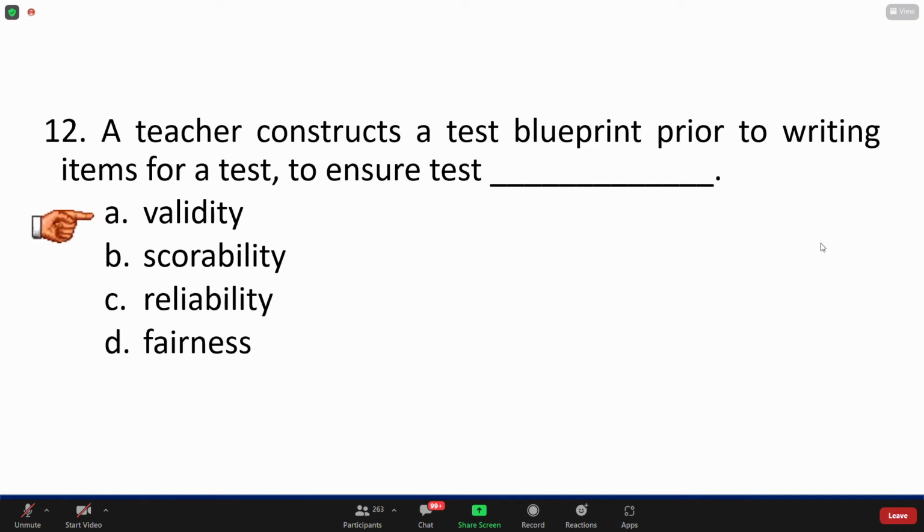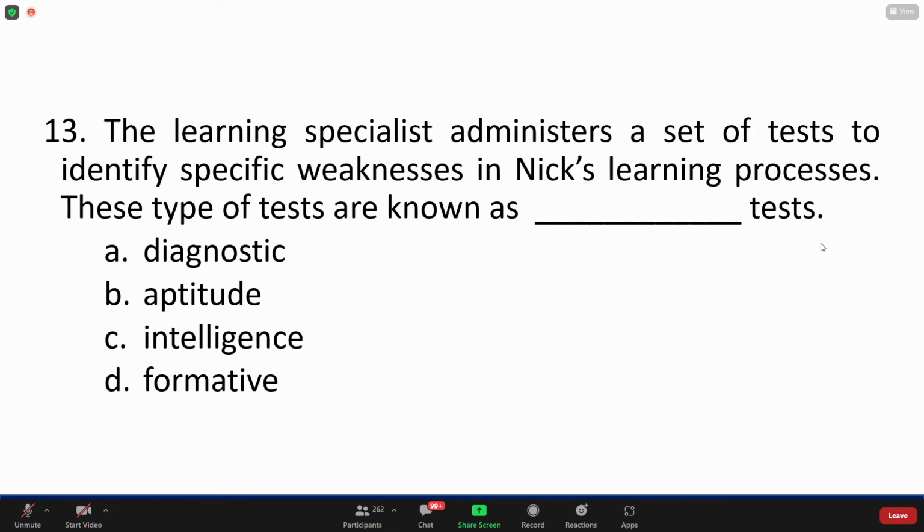Very good. The answer is validity, to ensure test validity. What is validity again? Measuring what the test is supposed to measure. So we should be guided by the TOS. Okay? That's why we first write or construct the test blueprint. Okay, well said. Next, number 13.